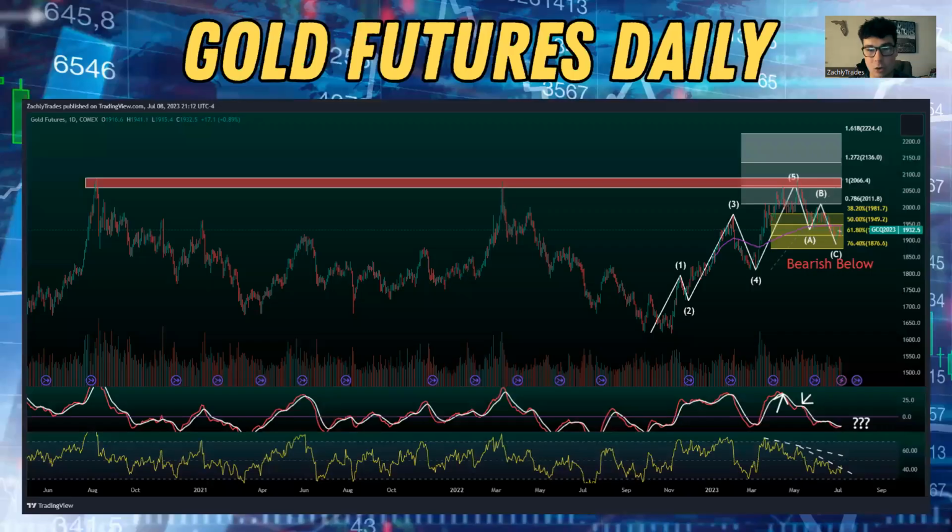Now, let's get into gold, okay? And when we're looking here, we definitely have this overhead supply zone, okay? It was resistance over here, and yet again, resistance again once we hit our wave 5 targets to the upside for the GLD futures. All right.